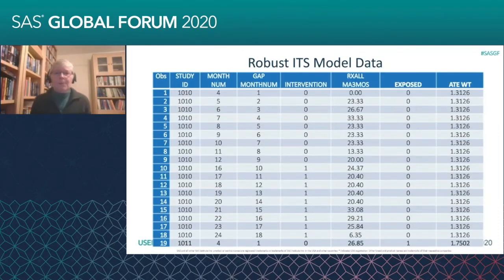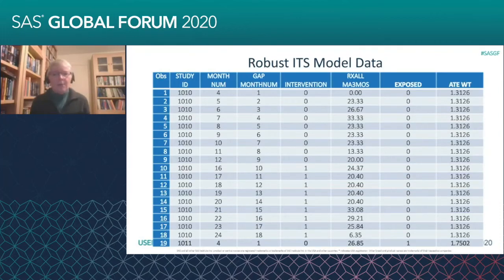So very simple additions to the data set in order to look at a robust ITS model. We add our exposed and unexposed groups both in here. So our first person is an unexposed member. Again, we've got that count from 1 to 18. And I've put the weights in here as well. So that just adds those 2 columns off to the right.